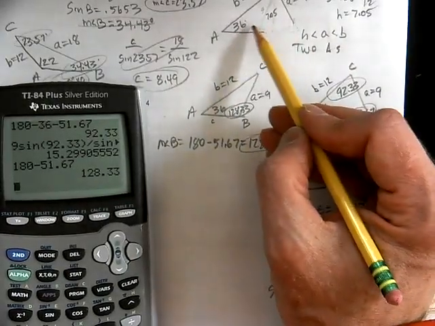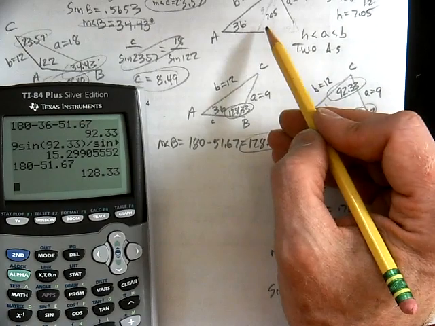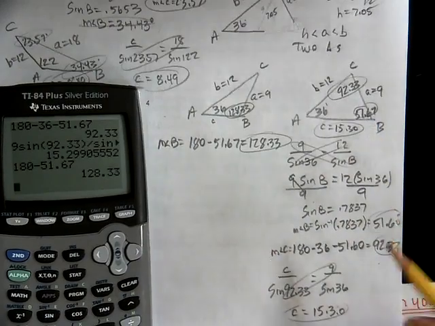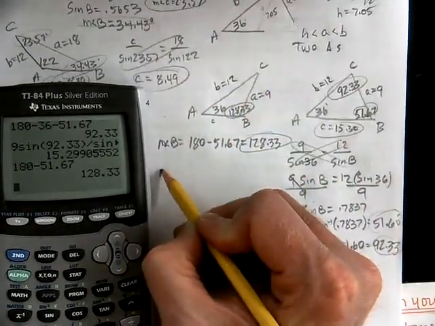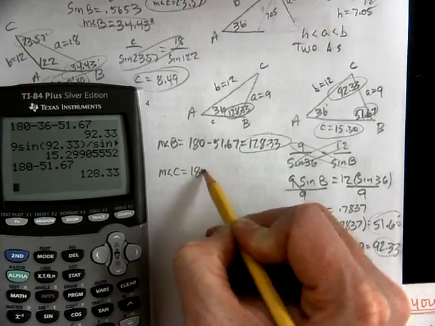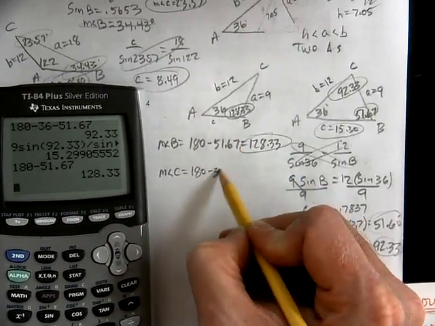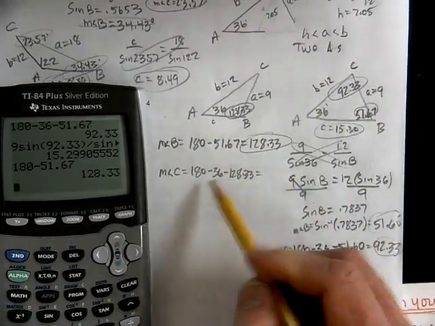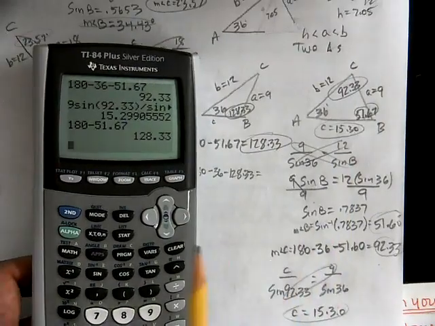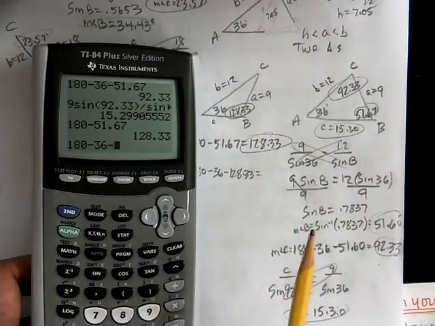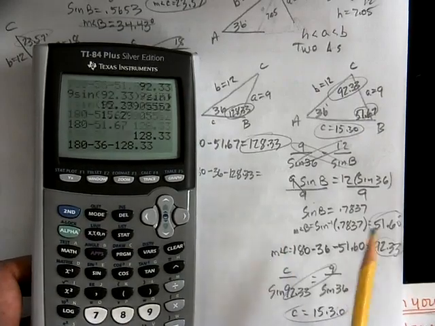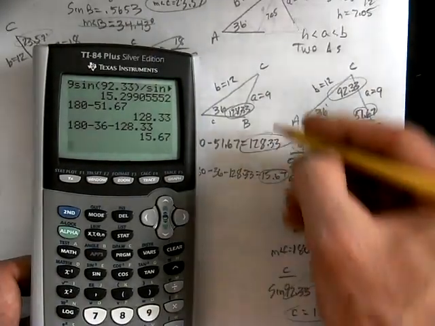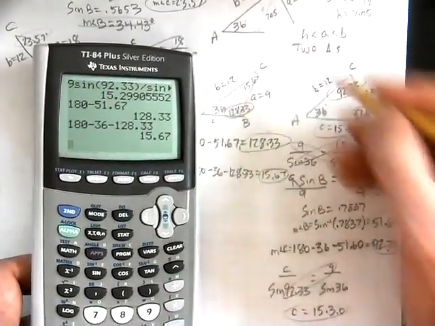It's going to be supplementary to the angle that's next to it, and that angle is going to be equal to the angle we found out here. So now we're going to find the measure of angle C, which is 180 minus our 36 minus this new 128. This is knowing that the angles should add up to 180. That gives us 15.67.